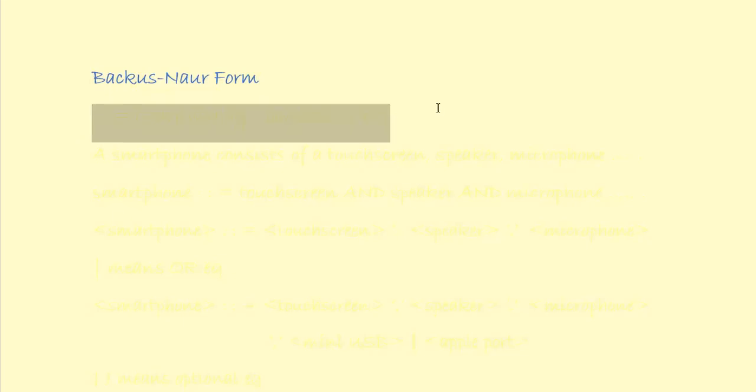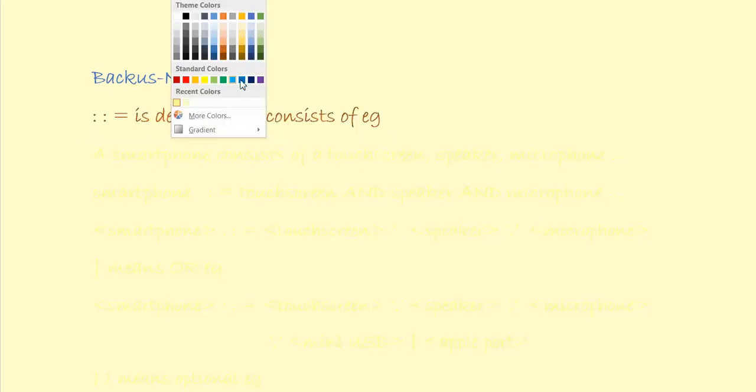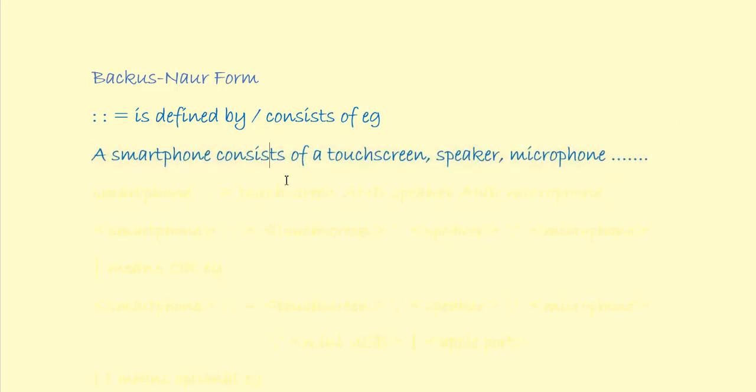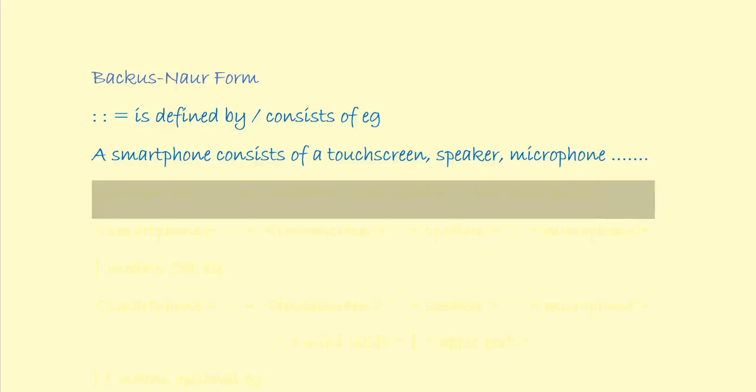So to start with, a major component that we need to understand is the use of this symbol here, colon colon followed by an equal sign. Now that stands for "is defined by" or "consists of". So for example, if we think of a smartphone, it consists of a touchscreen, a speaker, a microphone and a range of other items. All of those items together would define what a smartphone is. So how do we go further than that? Let's have a little look at the notation and how it's applied.